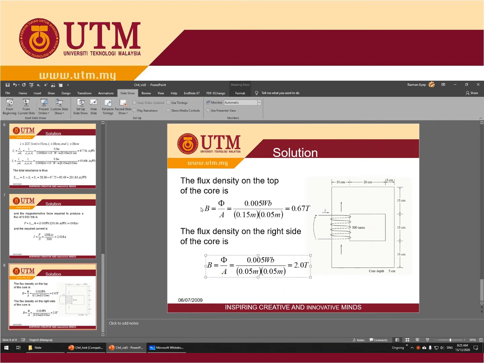So this one is A4, A3. This one is A1, this one is A2, this one is A3. So that is it. That's how to solve the magnetic circuit with different dimensions.